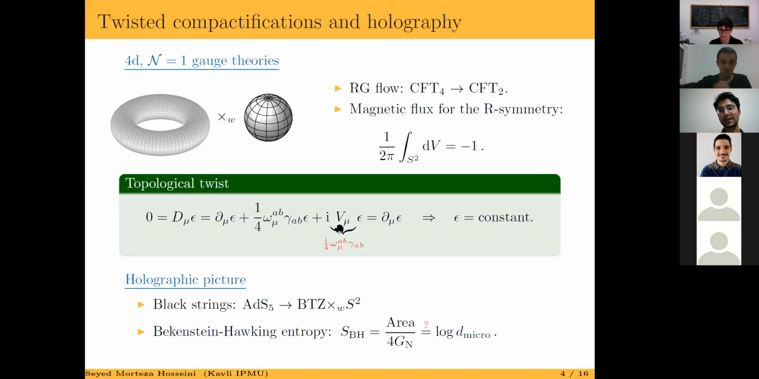You just need to turn on a U(1)_R symmetry, because you have N=1, so you have a non-anomalous U(1)_R symmetry. You can turn on a background gauge field in a way that you cancel the spin connection of the S2. Once you cancel this term with the background gauge field for the R symmetry, instead of having a covariant derivative on the Killing spinor, you will have a normal partial derivative.